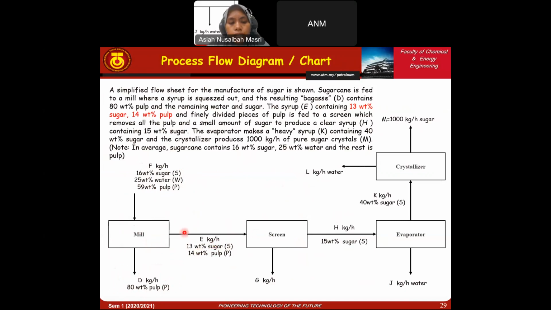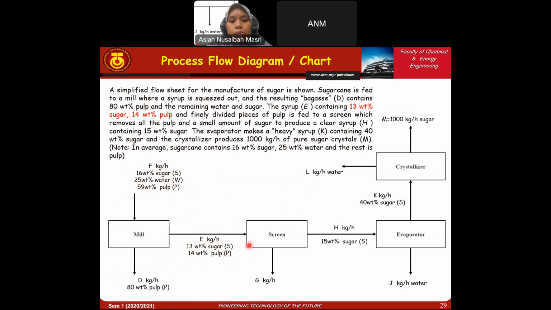Then we have the other one we squeeze out. So what do we have here? We have E, which is the syrup, containing 13 weight percent sugar, 14 weight percent pulp, and finely divided pieces of pulp, fed to a screen which removes all the pulp. So after they squeeze it, they move it to another unit, which is the screen. So we have 13% sugar, we have 14% pulp. What will be the rest? The rest will be another material. Here we have sugar, water, pulp, so the rest will be water.